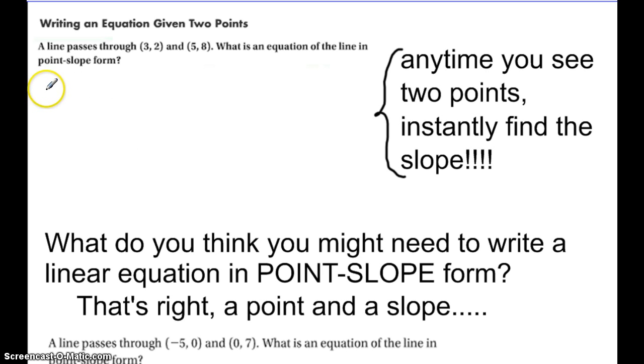So I'm going to go ahead and find my slope here. 8 minus 2 is 6, and 5 minus 3 is 2, so that's going to simplify to 3 over 1, or 3, any way you look at it. So I found my slope. Now it says, what is the equation of the line in point-slope form? Well, remember, point-slope form is this.